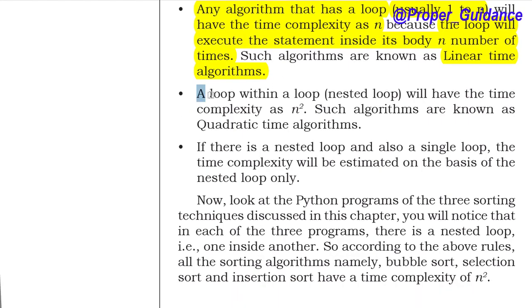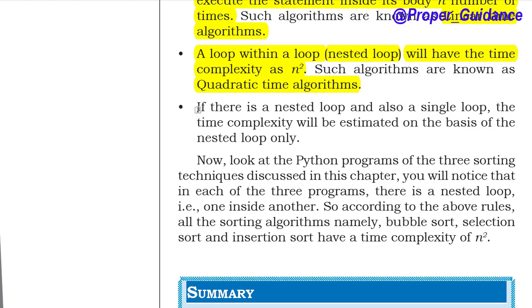Next, a loop within a loop. Nested loop concept, we have done it. A nested loop will have the time complexity of n squared. Such algorithms are known as quadratic time algorithms, because with n squared, you can see here, a quadratic equation may be there, and so it is known as quadratic time algorithms. The name implies that there should be some n squared terms like this.